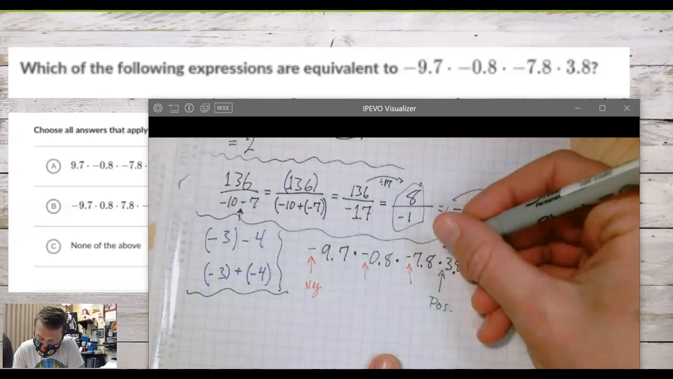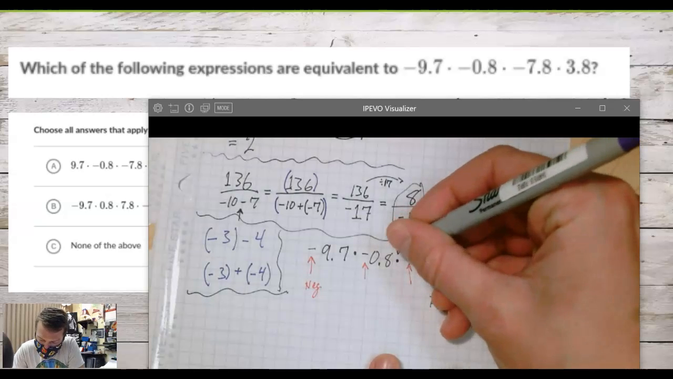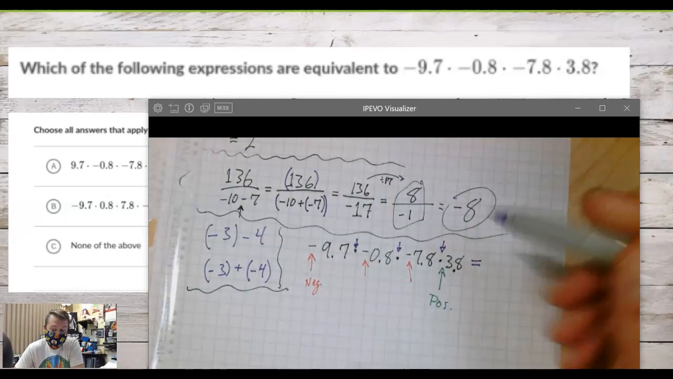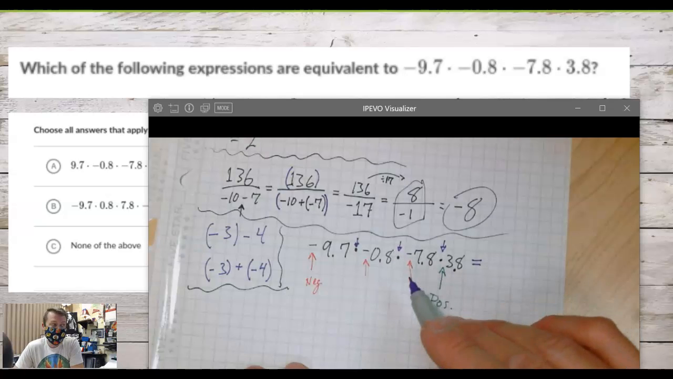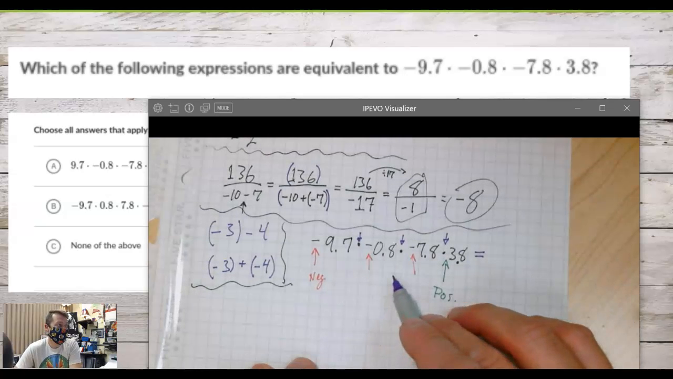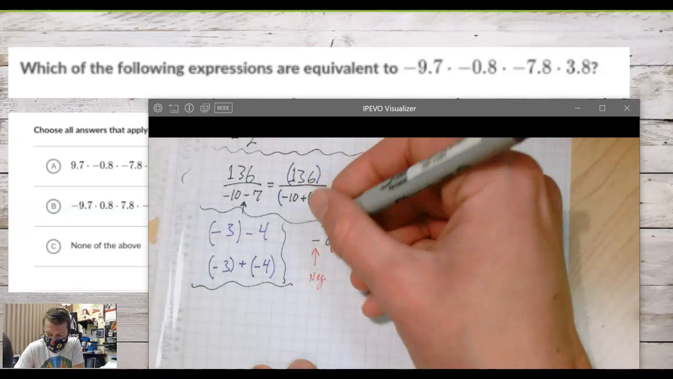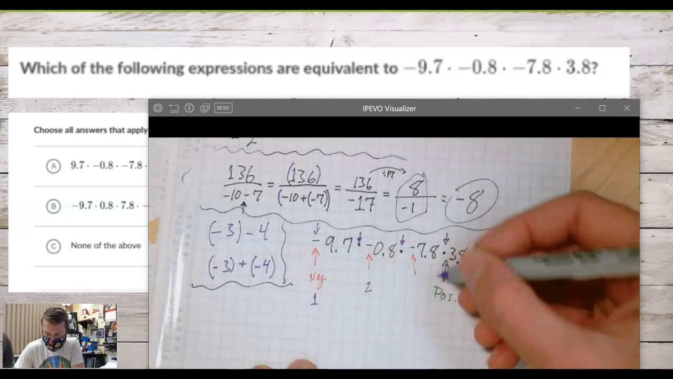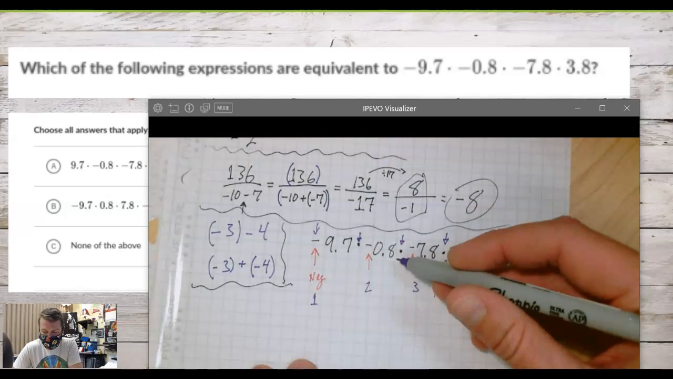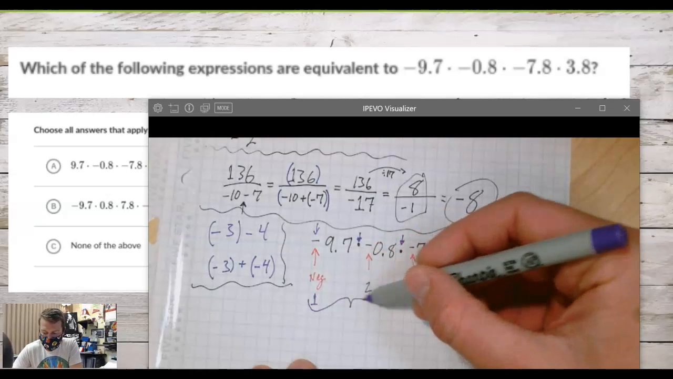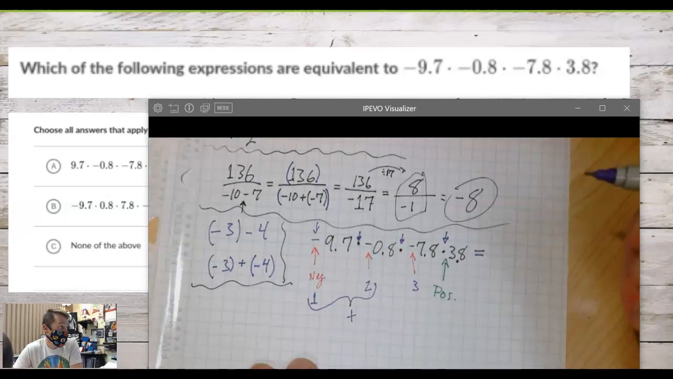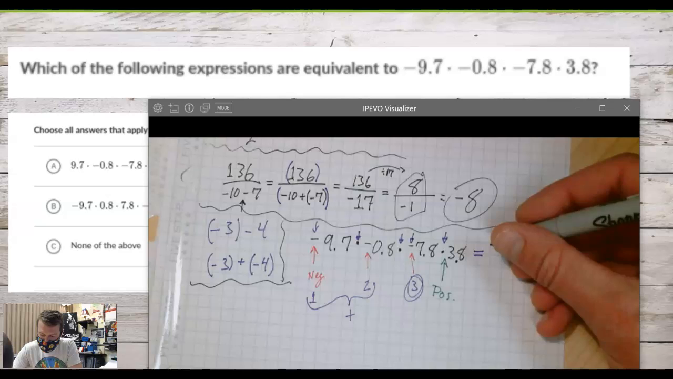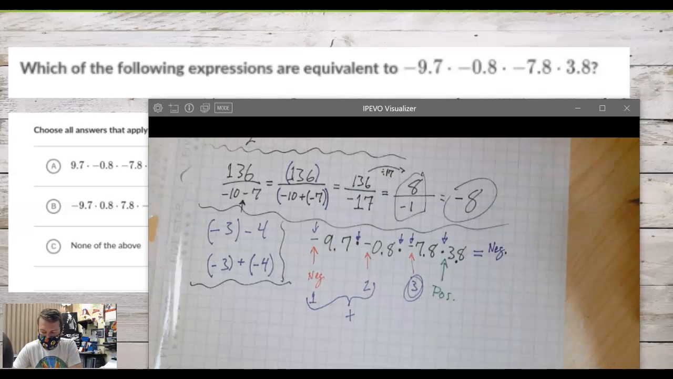With multiplication, unlike addition, it doesn't actually really matter which numbers are negative. What matters is how many negatives we have. So I've got a negative here, so I've got one negative. I've got a negative here, so I've got two negatives. And I've got a negative here, so I've got three negatives. Well, a negative times a negative would make a positive. But when there's a leftover negative, like what we see right here, the answer will be a negative number.